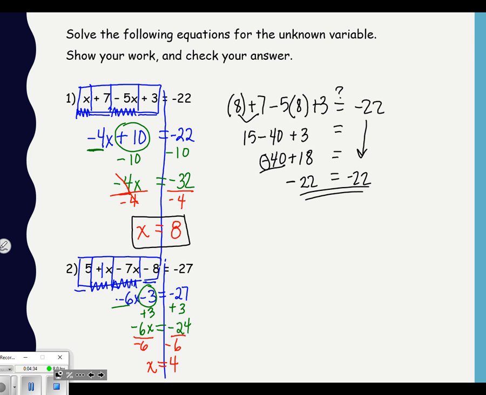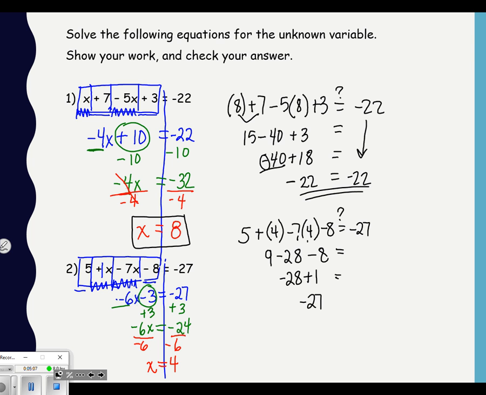Again, I'm going to go over here and check my answer. 5 plus 4 minus 7 times 4 minus 8, and I'm hoping that equals negative 27. So 5 plus 4 is 9. Negative 7 times 4 is negative 28 minus 8. So let's see, 9 minus 8 is 1. So I have negative 28 plus 1, which is negative 27, which is exactly what I needed.